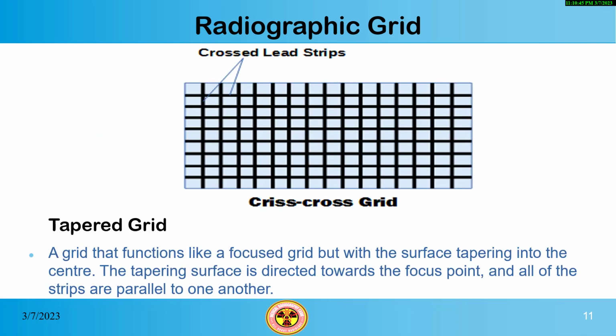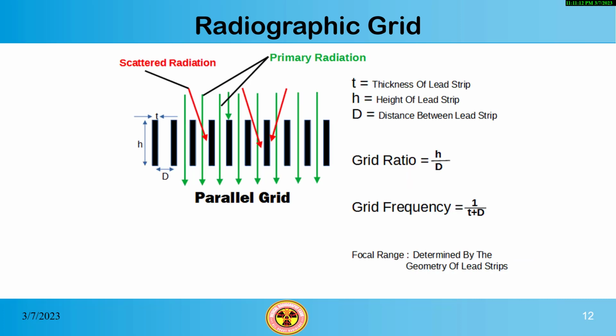In this figure, lead strips are shown in black. It was made up of thick lead strips that were organized into parallel series that crossed each other at an angle. Tapered grid. A grid that functions like a focused grid but with the surface tapering into the center. The tapering surface is directed towards the focus point and all of the strips are parallel to one another.